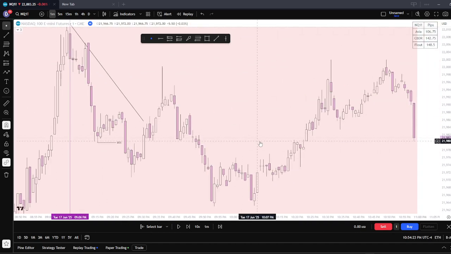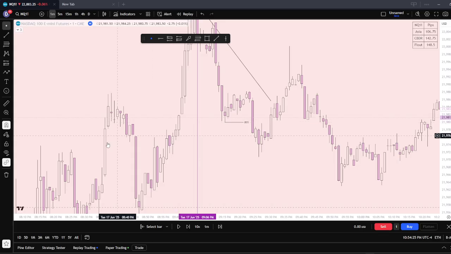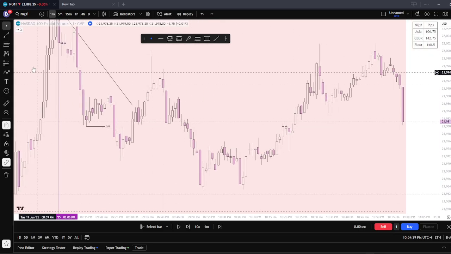Now that you guys know what a break of structure is, that was a bullish break of structure. This is a bearish break of structure. What is a market structure shift? We can see it right here. It's the swing high or swing low when price reverses, basically. Price is changing the way it's moving, so it's going from bearish, like we see, to bullish.